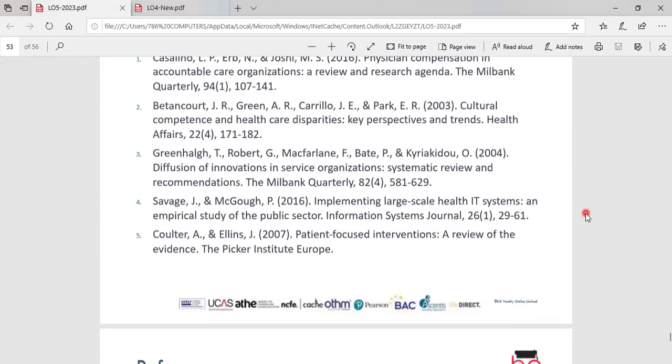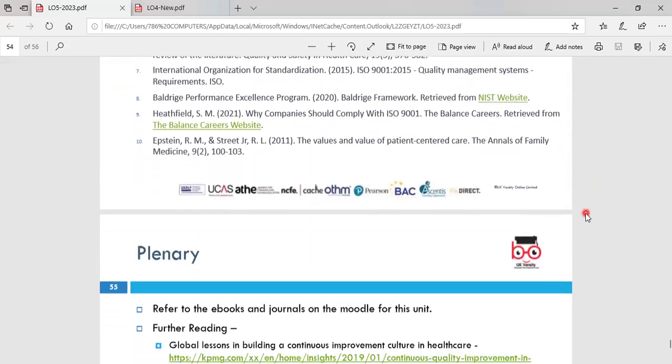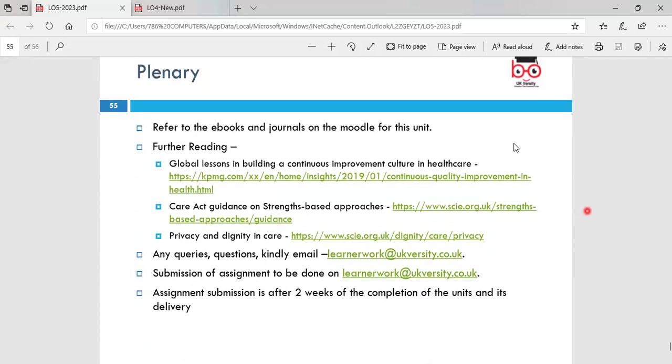So these are all the references, if you want to look at them. This is some more books if you want to read through them. And any queries, questions, or concerns, please email on the ID provided to you. Your submission of your assignment will be 2 weeks after today. So any questions, please let me know.